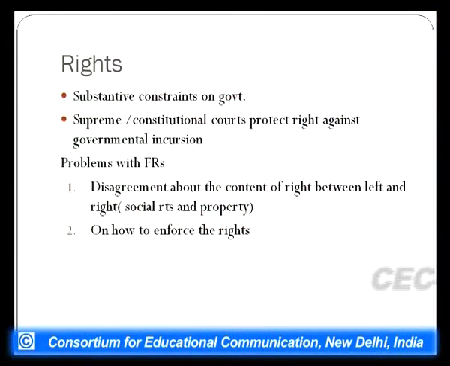Looking into the second aspect of constitutional limitation, and that is rights, we know that rights are constraints on the government because it becomes the duty of the government to provide our rights. So these are substantive constraints on the governments. And there are supreme courts or constitutional courts to protect the rights against governmental incursions. There are certain countries, mostly in Europe, which have constitutional courts which protect the rights of the people. And in India, the Supreme Court and the judiciary protect them, as in the United States.